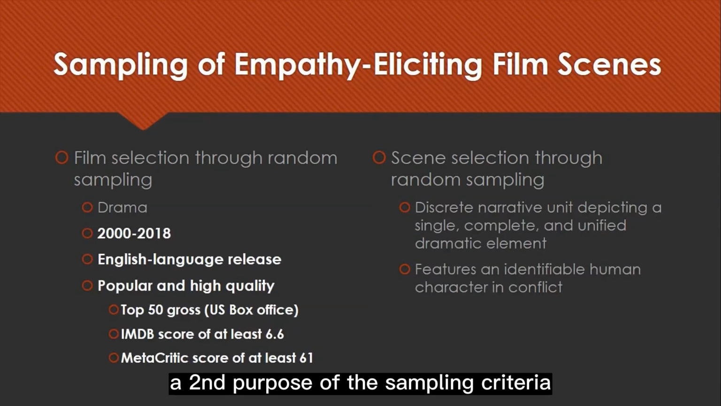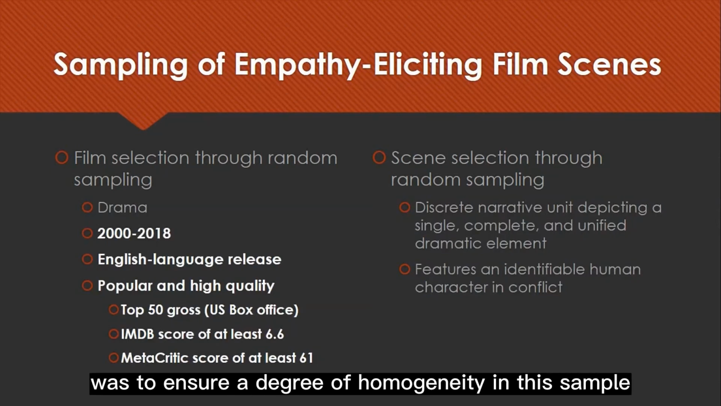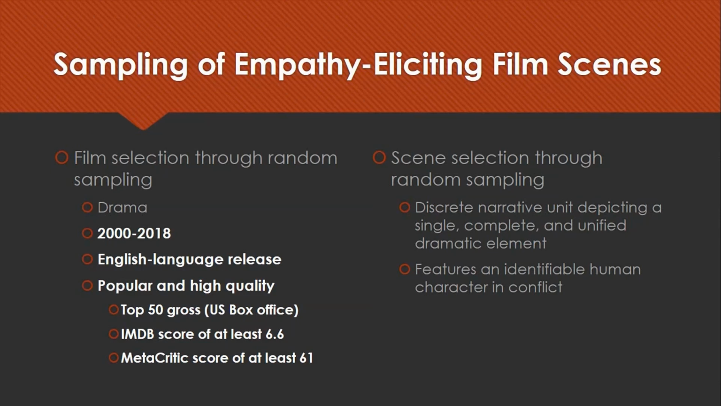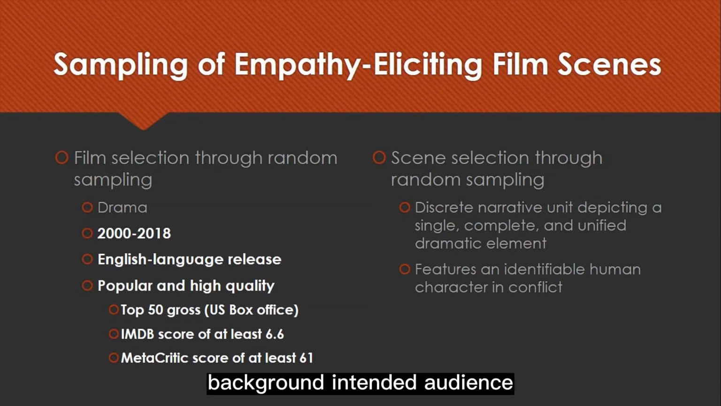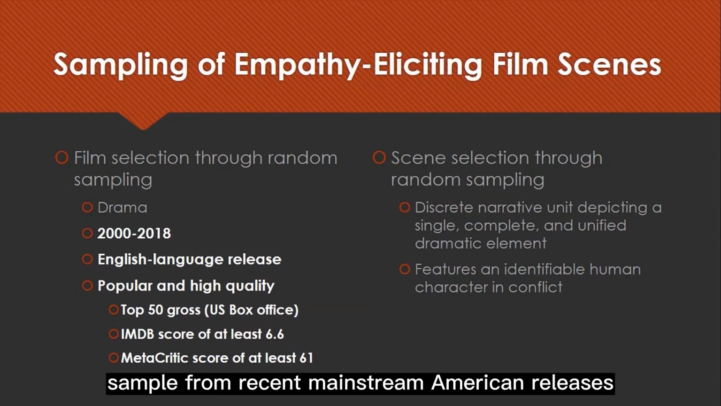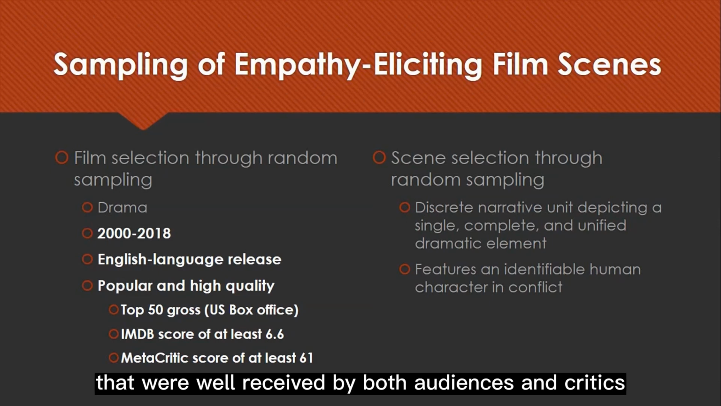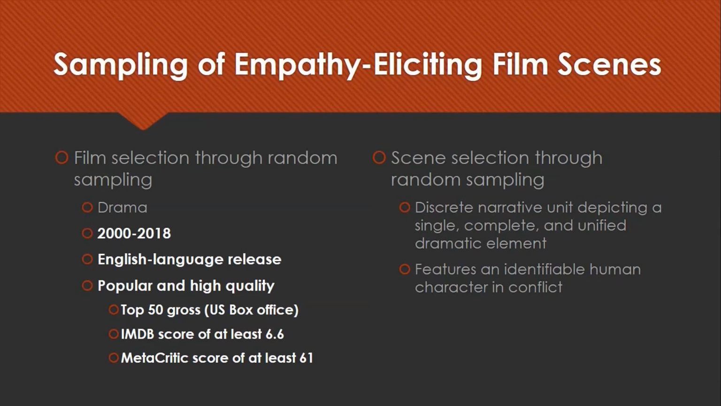A second purpose of the sampling criteria was to ensure a degree of homogeneity in the sample. Thus, the scenes had to be from films with a similar cultural background, intended audience, and quality, which led us to sample from recent mainstream American releases that were well received by both audiences and critics.